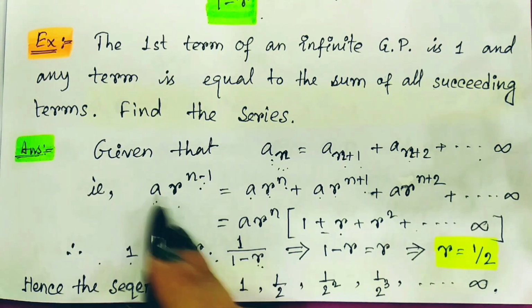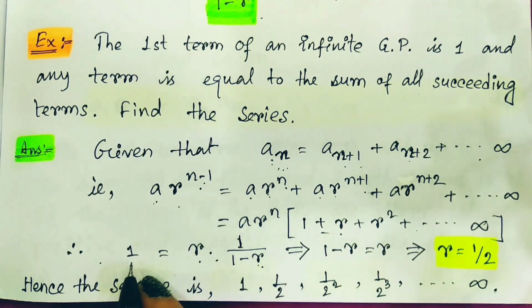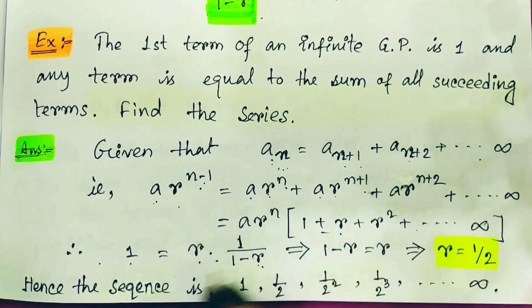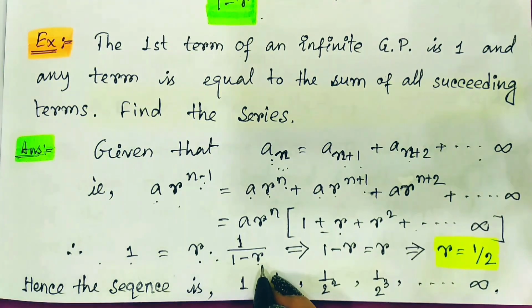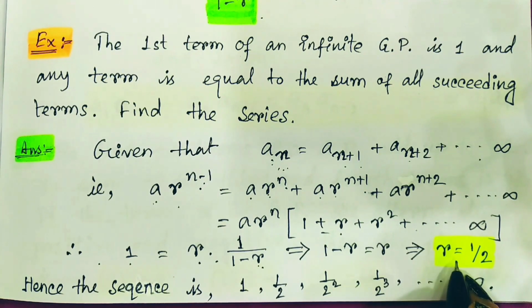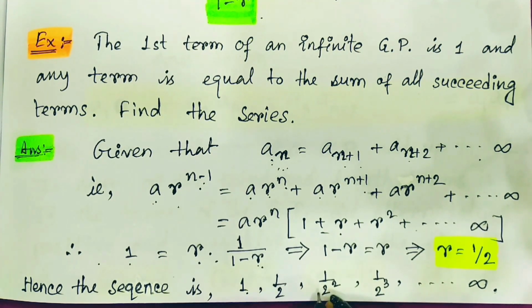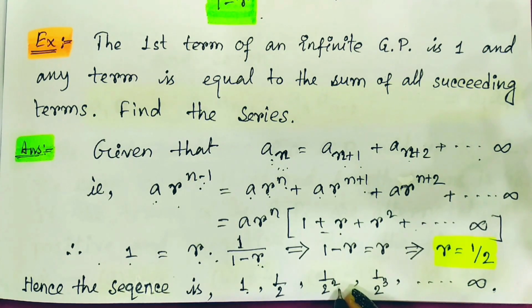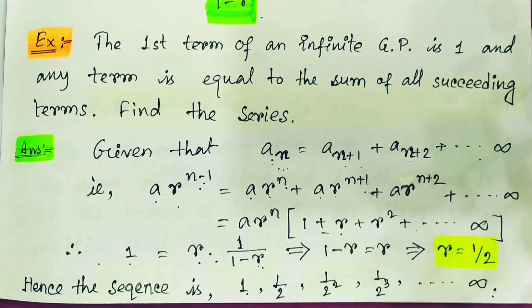Now both sides, if we cancel a and r to the power n minus 1, then it will be left as 1 is equal to only r from here. So 1 is equal to r into 1 by 1 minus r. So that implies, on simplification, r is equal to half. Hence the required sequence is: first term is 1, second term is a into r, that is half, third term is a r square, that is 1 by 2 square. In this way it will continue. So this is our required GP series.